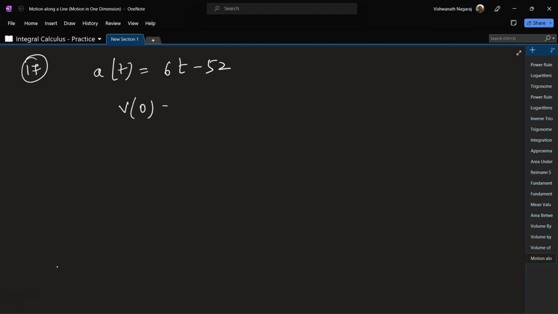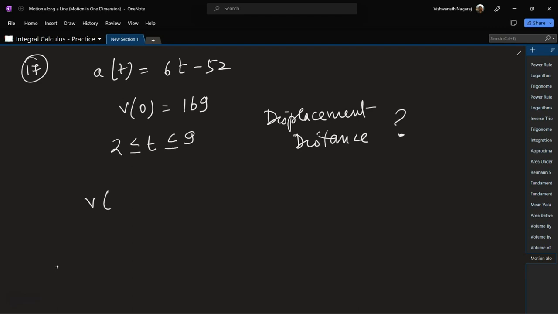A of t is equal to 60 minus 52. V of 0 is equal to 169. And the time interval we are interested in is 2 to 9. Again, we have to figure out the displacement and distance. Okay. In either case, we require V of t.